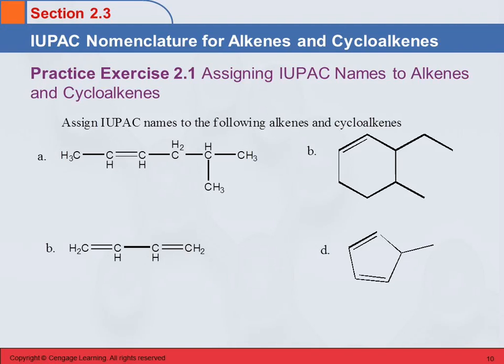So let's practice this a little bit. Assign IUPAC names to the following alkenes and cycloalkenes. Let's look at this first one. We need to figure out what the longest chain is, and the longest chain has to have the double bond in it. Here's the double bond, and it looks like it's going to be 1, 2, 3, 4, 5, 6. And if we include this one, it's still 6. So our longest chain is 6. Six would be hexane, but there's a double bond, so this is hexene. That's the base name.